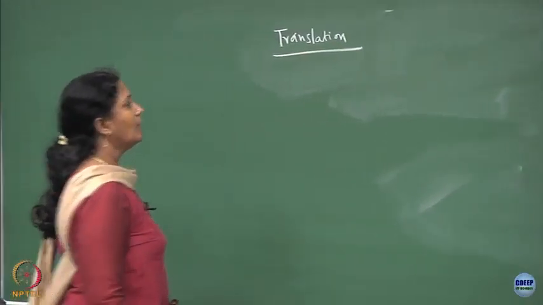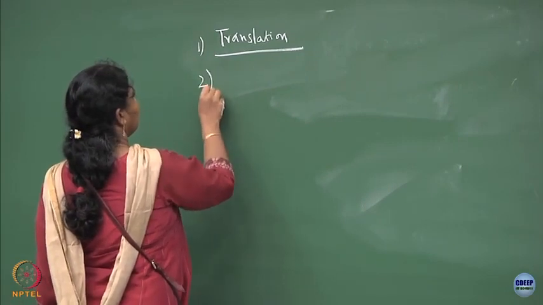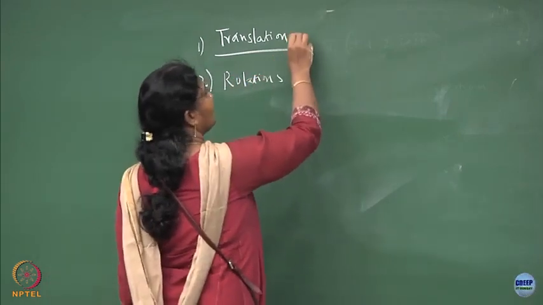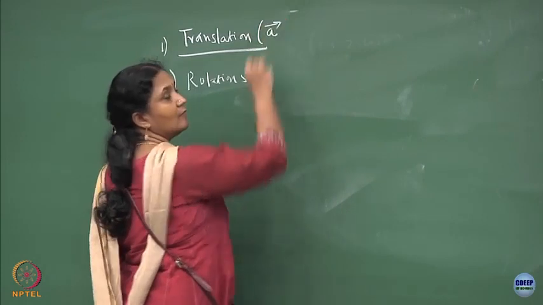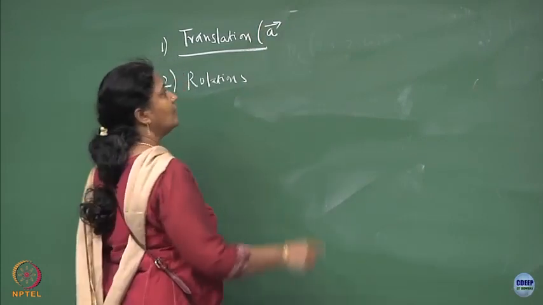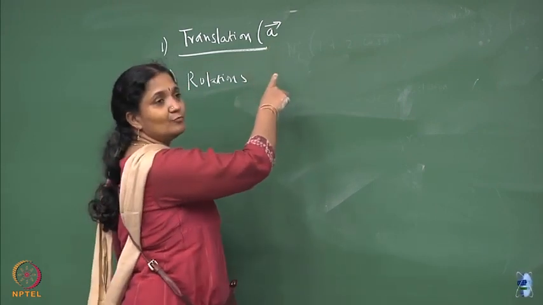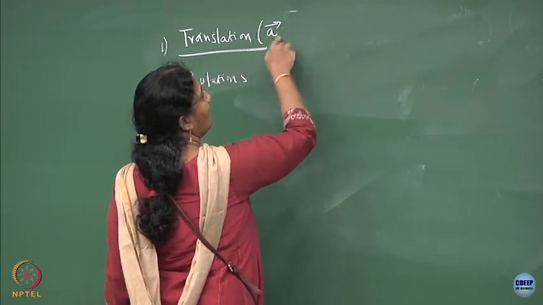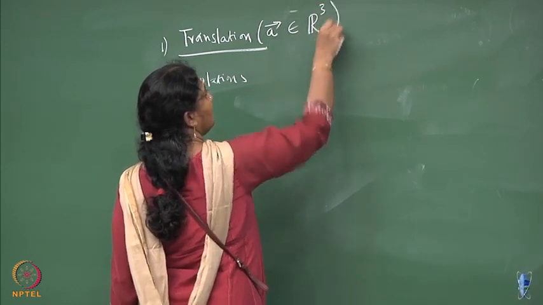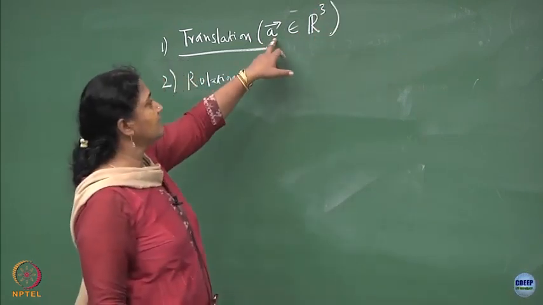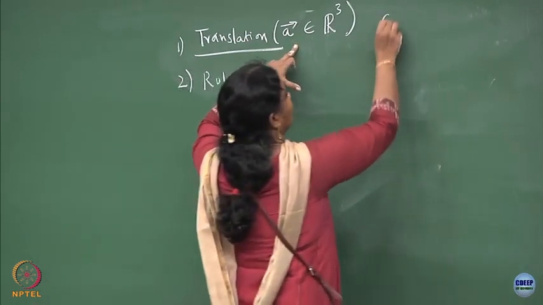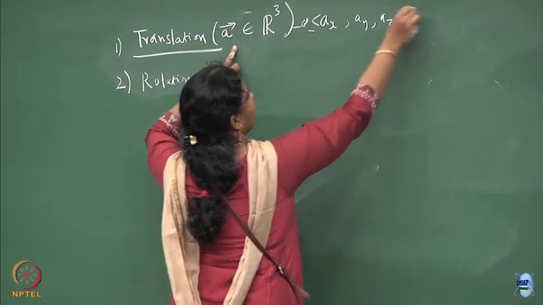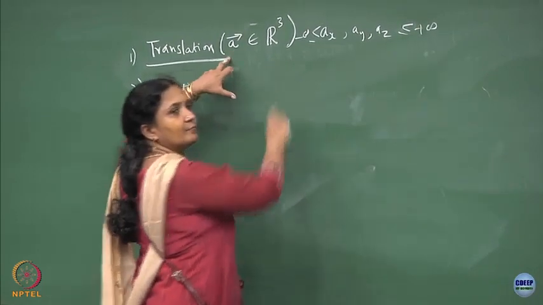And then a similar thing can be done for rotations. So, translation where you can translate by a vector A, any position where A could be any value. What do I mean by that? This can lie in R3 is what I would say technically. What I mean is that Ax, Ay, Az can lie between minus infinity and plus infinity. That is the meaning of this, right.